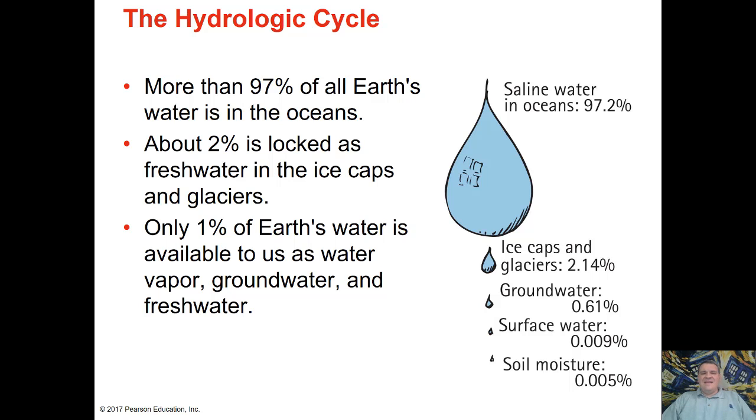About 97% of all of Earth's water is actually located in the oceans. Most water on Earth is actually salt water. About 2% of that is locked away as fresh water in the ice caps and as glaciers, and only 1% of Earth's water is available as water vapor, groundwater, and fresh water. So the water that's actually useful to us only makes up about 1% of all water on Earth. Most fresh water is located in the glaciers, which is locked away, but most of all of Earth's water, 97%, is actually in the oceans.